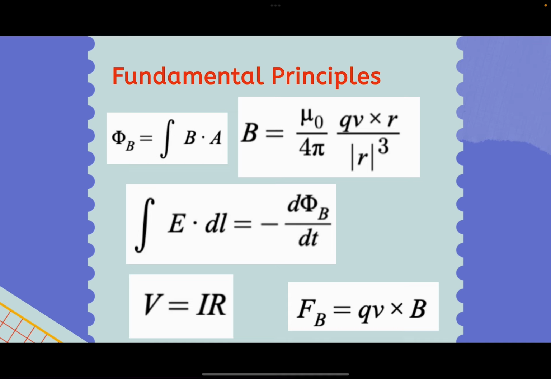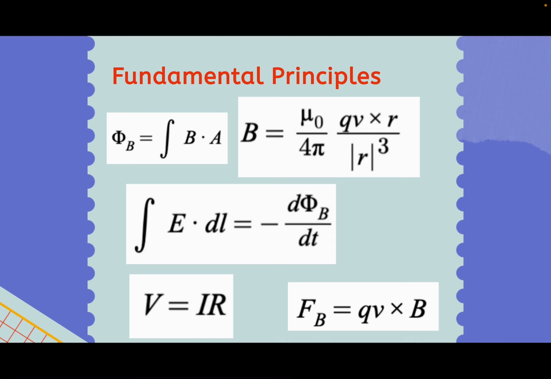Some fundamental principles used include the Biot-Savart law, which is used to calculate the magnetic field produced by a moving charge, the magnetic flux, which is the amount of a magnetic field that passes through a surface area, and Faraday's law, which describes how a changing magnetic flux induces an electromotive force, or EMF, in the conductor. And also Ohm's law is used to relate voltage, current, and resistance, and the Lorentz force is used as it's the force on a current-carrying conductor in a magnetic field.